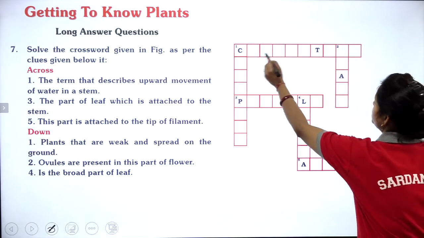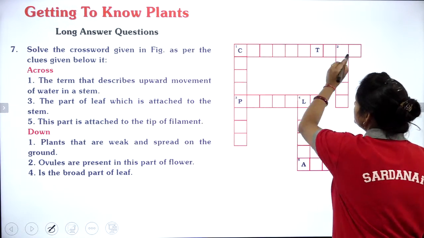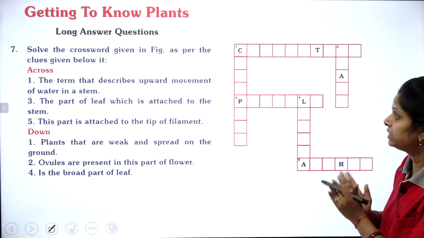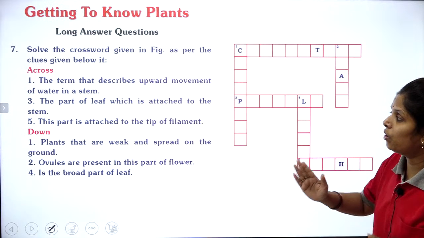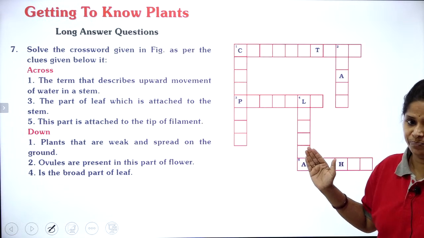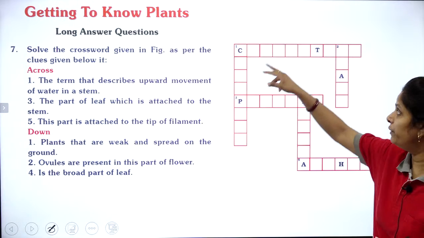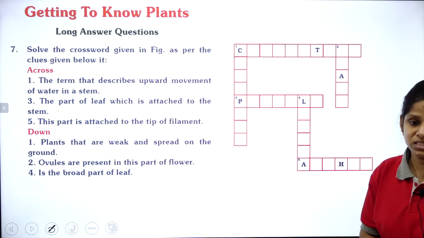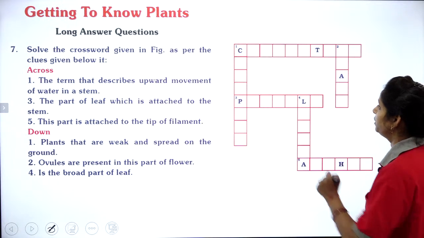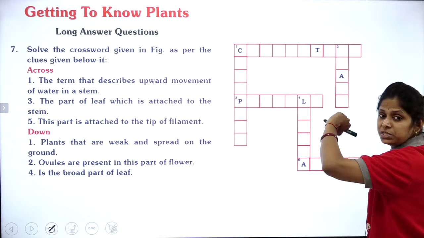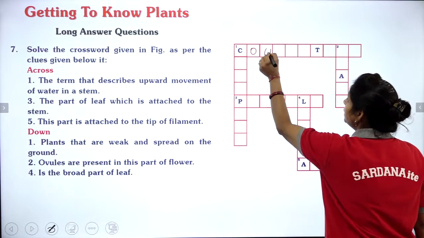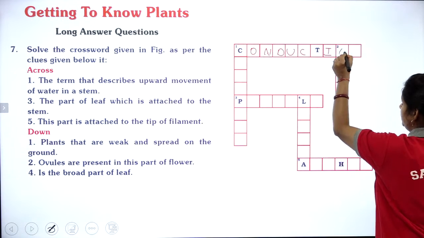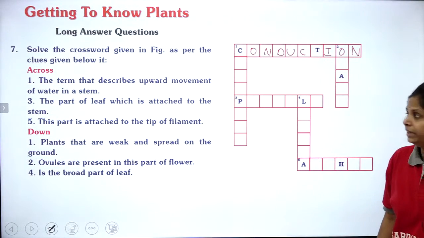So first this one, left to right. In these boxes we have to write down the term that describes upward movement of water in a stem. What is it saying? You have to write down the term that describes upward movement of water in a stem. This is called conduction. You can see here it started from C. So it is conduction, D-U-C-T-I-O-N. It is conduction.